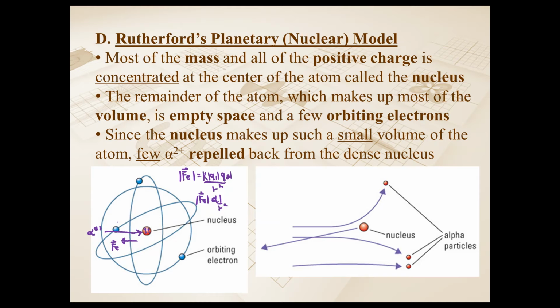So again, it's important just to note that in this atom, there is not the uniform charge distribution like there is in the raisin bun model. All of our positive charges are chunked together in this extremely small volume.